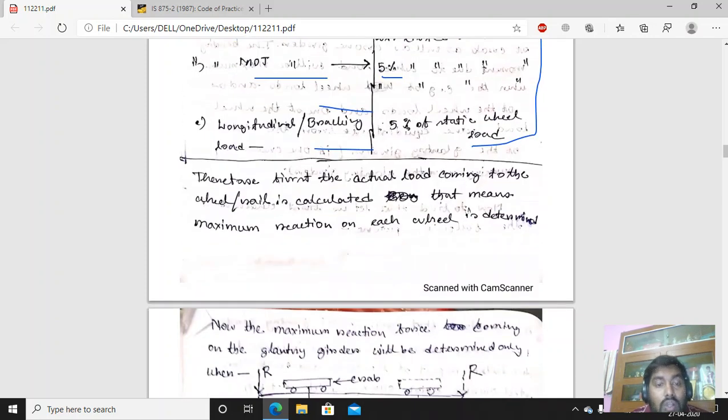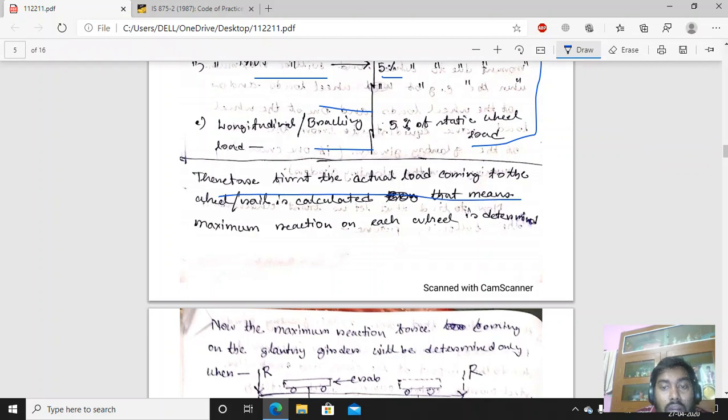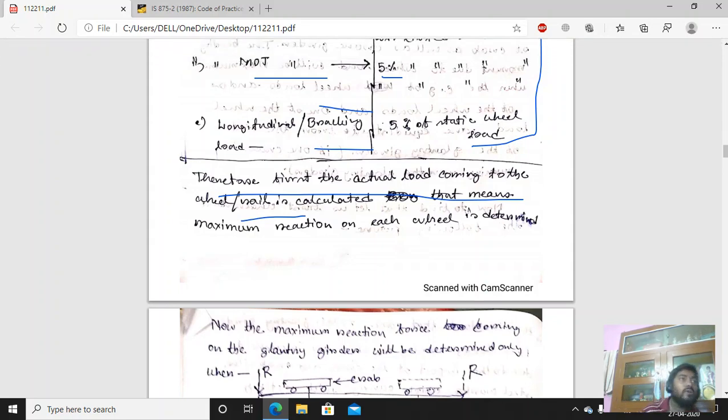Now coming to the main part, how the load is calculated. As it is a moving load, we have to determine when the amount of load on the wheel will be maximum. Therefore, first the actual load coming to the wheel or rail. I have told you that if the load is coming to the rail, it will be transferred similarly to the Gantry girder. So the load coming to the rail will be equal to the load coming to the Gantry girder. Therefore the actual load coming to the wheel is calculated, that means the maximum reaction on each wheel is determined.